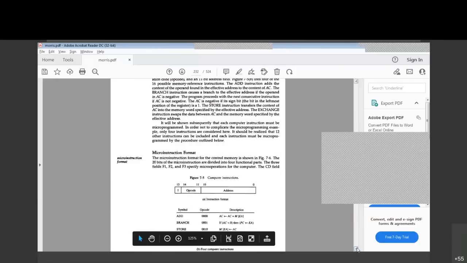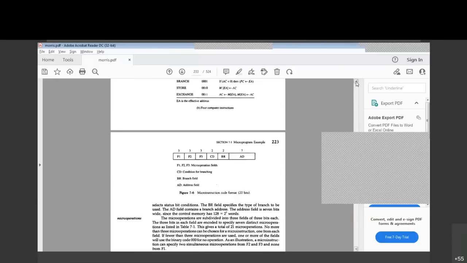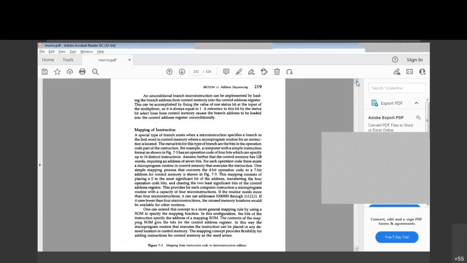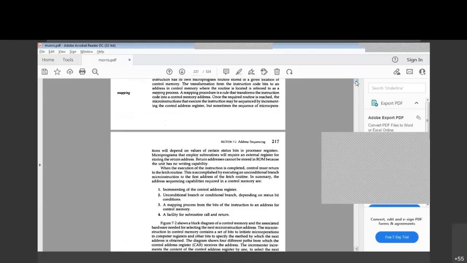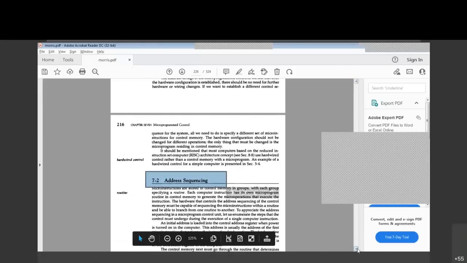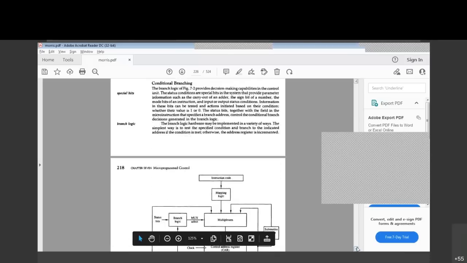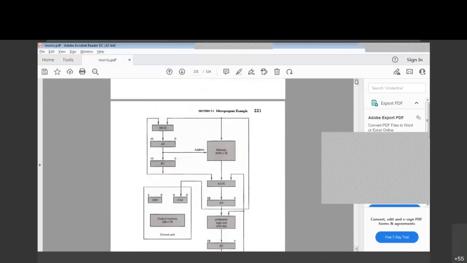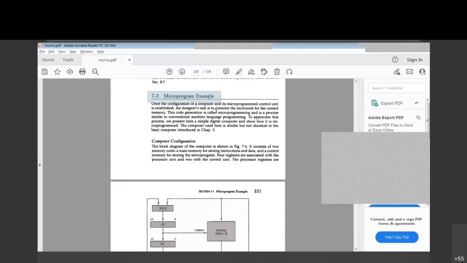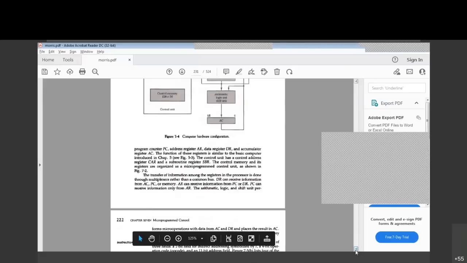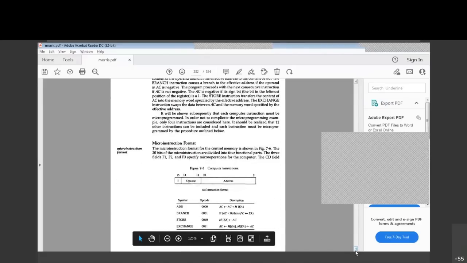So today we have completed 7.2 in detail, which was addressing, right? And we started off with microprogram example. We have seen this 7.2 addressing completely in detail, address sequencing, right? And now we have started off with microprogram example. The computer configuration is covered. Now next we'll be seeing micro instruction format.